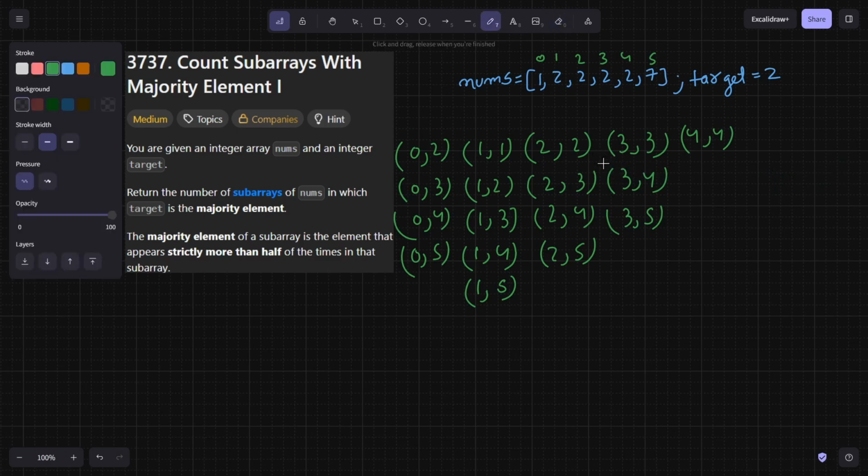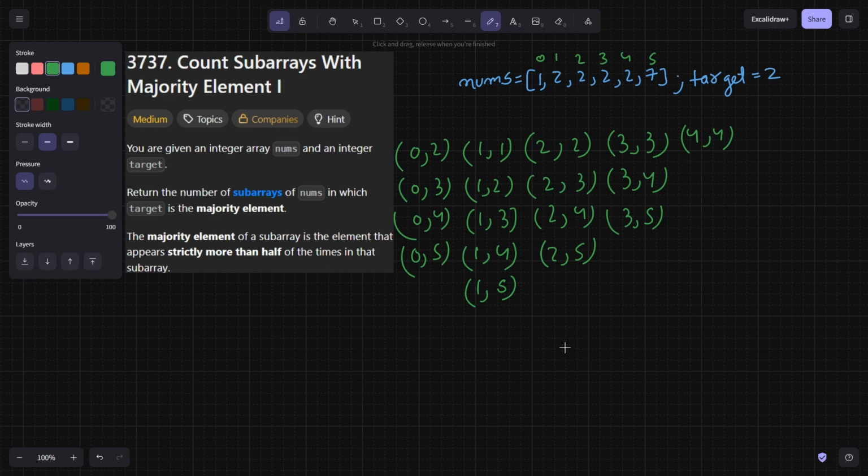So how we are going to calculate is simply we have to create all subarrays and calculate over them. If we got any element that is the target, we can consider it as +1, and if we got any element that is not the target, we can consider it as -1.